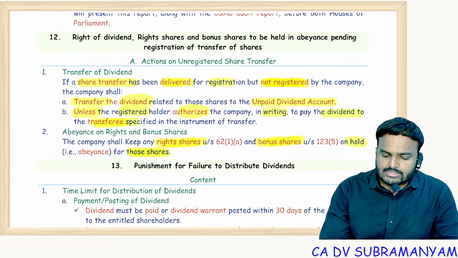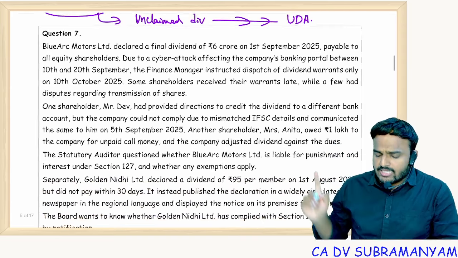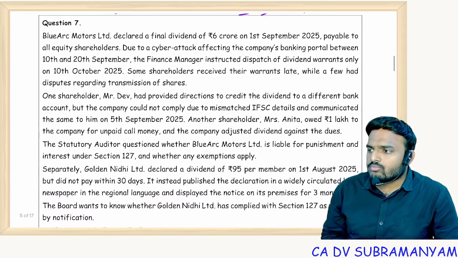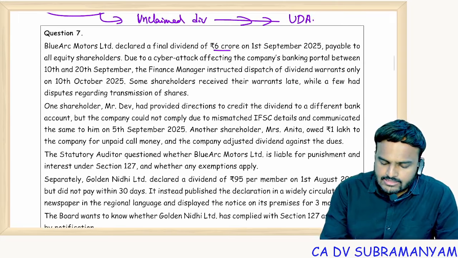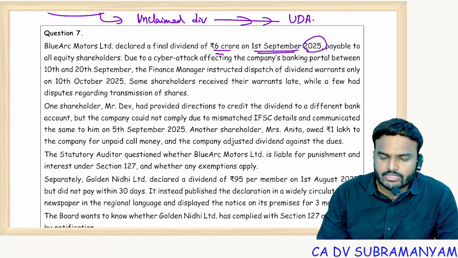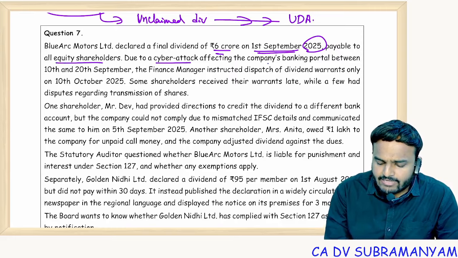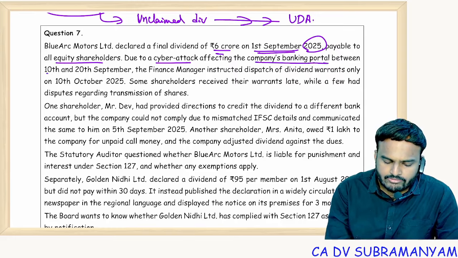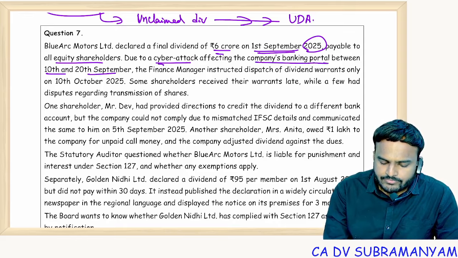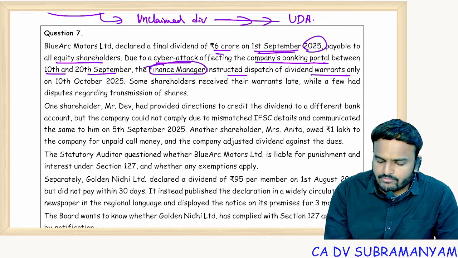So with that, section 126 is over. And the last question on the dividends topic. Blue Arc Motors Limited declared a final dividend of 6 crores on 1st September 2025, payable to all equity shareholders. Due to a cyber attack affecting the company's banking portal between 10th and 20th September, the finance manager instructed dispatch of dividend warrants only on 10th October 2025.